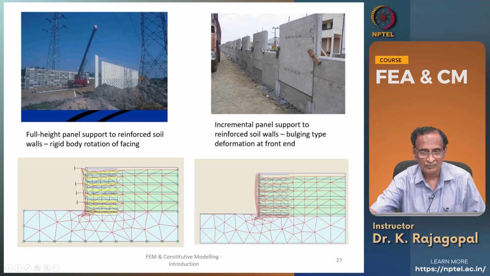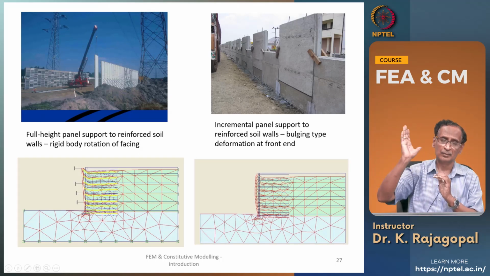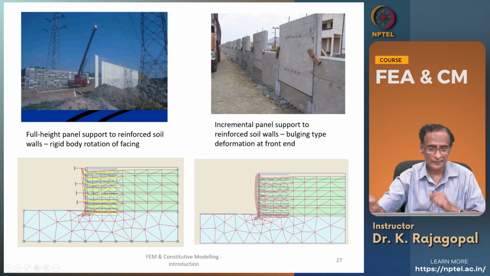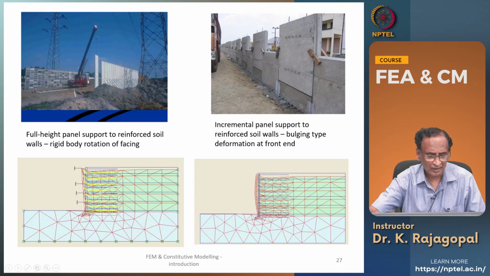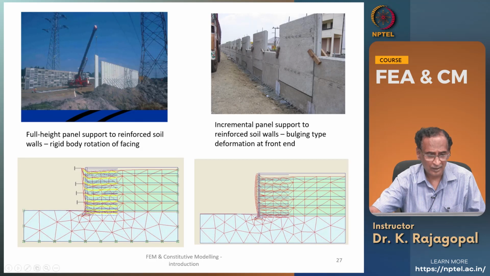And here I'm showing two different types of retaining walls. One is called a full height panel wall, where the entire height of the wall is made up of only one single concrete panel, and it is going to deform like a rigid body. It is going to rotate around the bottom. It's like this, and the upper picture is the actual picture taken from the site, whereas the bottom one is from our finite element analysis.